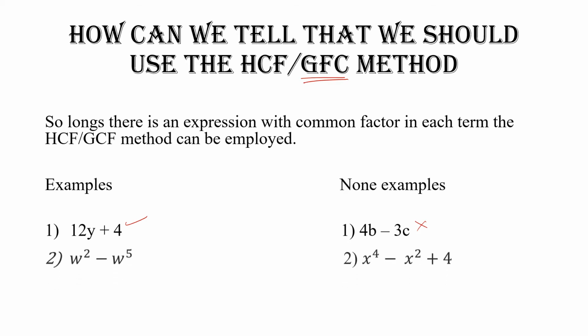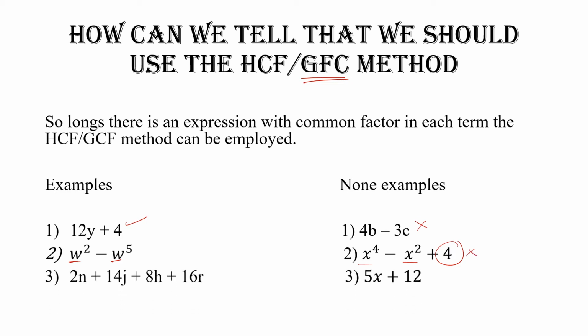Moving on. Second one example, clearly, we could see W here, we could see W here. Here, yes, there is an X, yes, there is an X, but this term doesn't have an X. So we cannot factorize the X. This could be factorized, of course, but not with the HCF method. So this is a no-no.